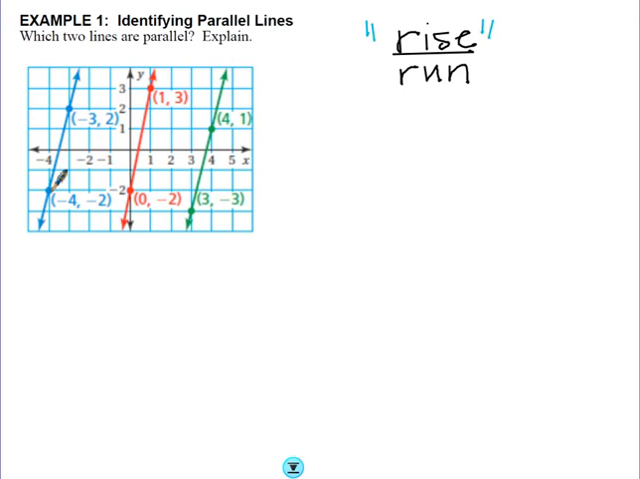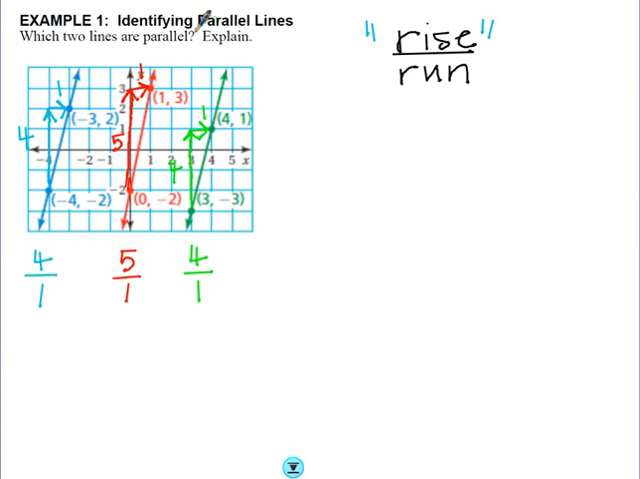Start with the blue line. You're going to go up 4 and right 1. So your slope is going to be 4 over 1. For the red line, you're going to go up 1, 2, 3, 4, 5, positive 5, and to the right 1. So this slope is 5 over 1. And the last one, you're going to go up 1, 2, 3, 4, and to the right 1. So the slope is 4 over 1.